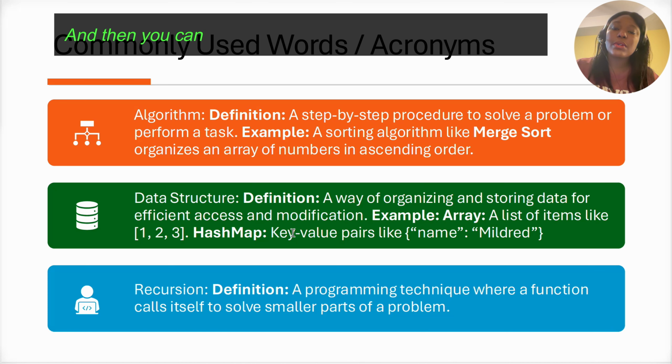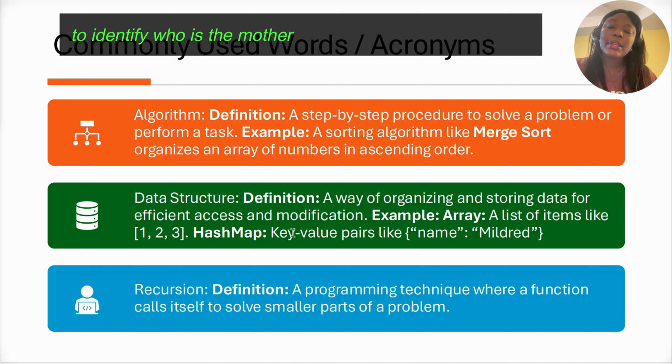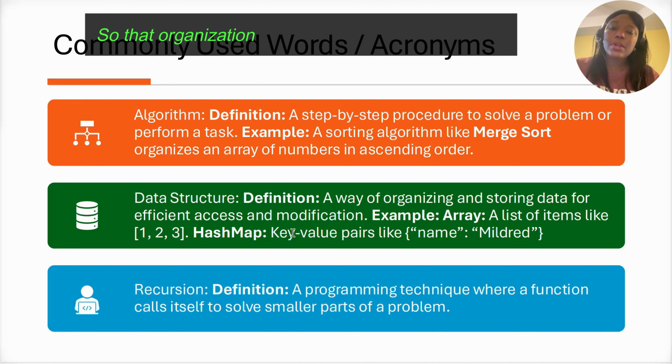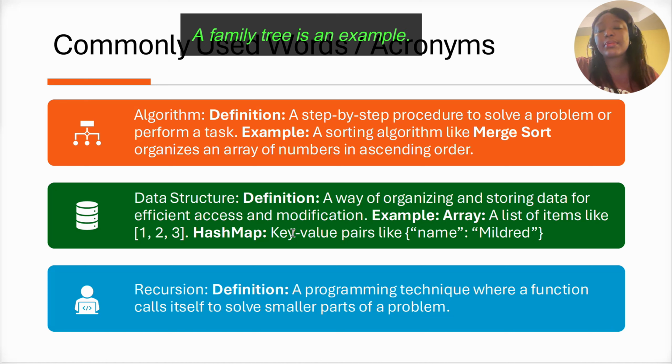And then you can now look through that tree. If you want to identify who is the mother of John, you look up the tree and you see where John came from, his lineage on that line. So that organization of your information is called a data structure. A family tree is an example.